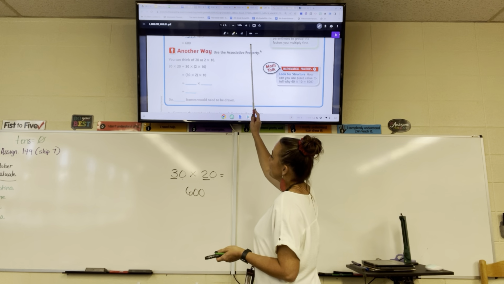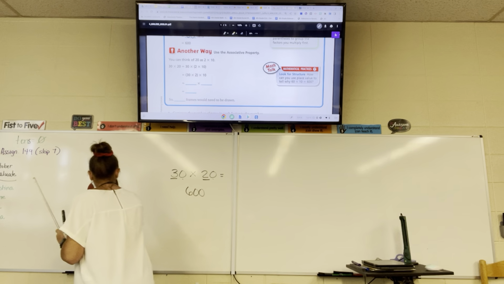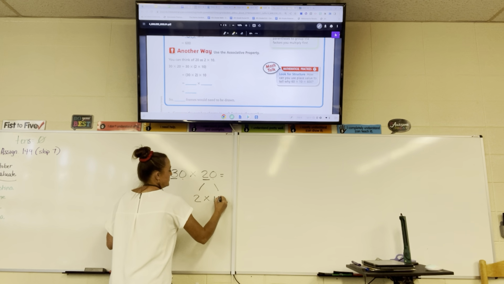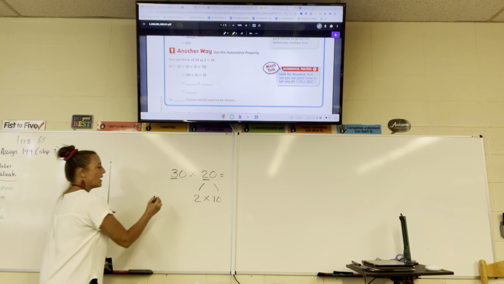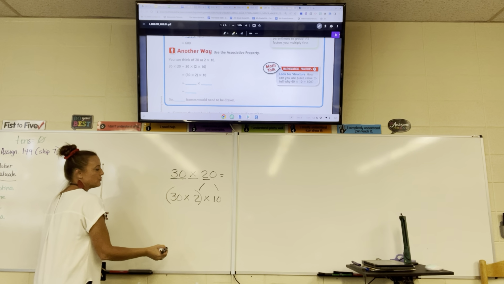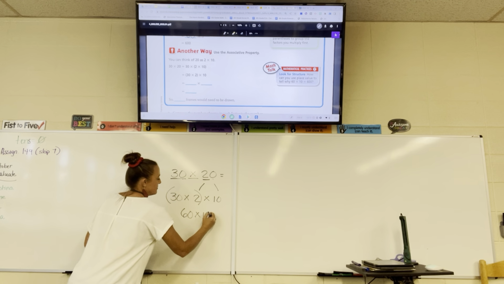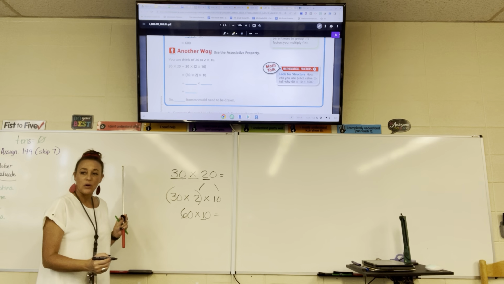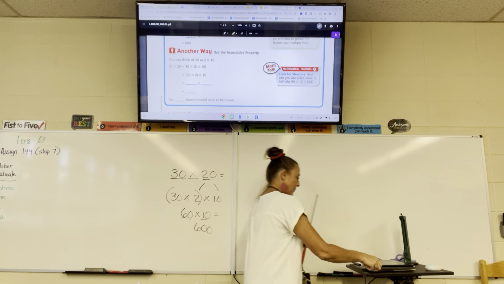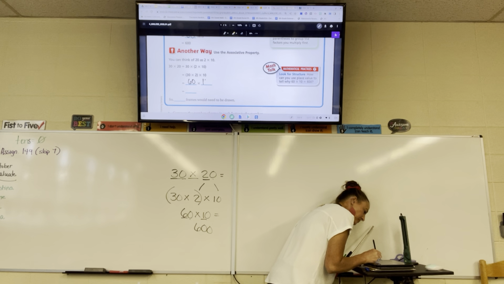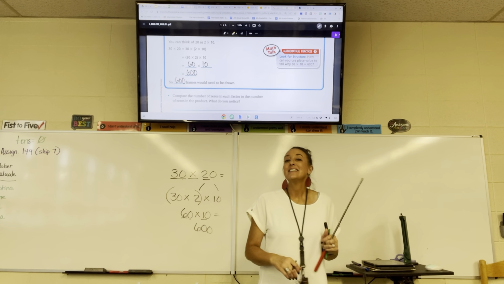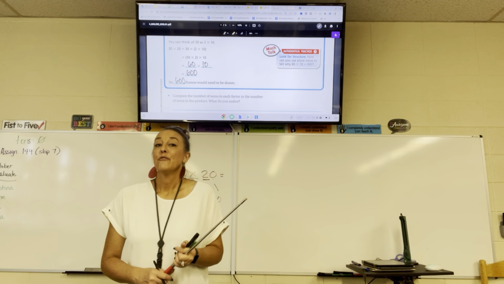Another way, so one way is to use place value. Another way is to use the associative property. They split 20 into 2 times 10. Does 2 times 10 equal 20, Briley? Yep. And then we can bring down the 30 and the times sign. And then group this together. 30 times 2 is 60. And 60 times 10, 6 times 1 is 6, with how many zeros? 1 zero. Wait, so that's 2 zeros, 600. All right, here we go. So we made this 60 times 10, 600. So 600 frames would need to be drawn for 30 seconds. 600 drawings for 30 seconds.